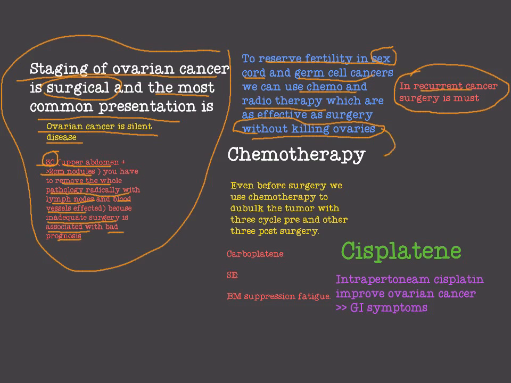Okay, so let's just have a brief talk about chemotherapy. Even before surgery, when we plan to do a surgery, chemotherapy is given, okay, to debulk the tumor. We give chemotherapy to debulk the tumor. We give 3 cycles of chemotherapy before the surgery and 3 cycles after the surgery.